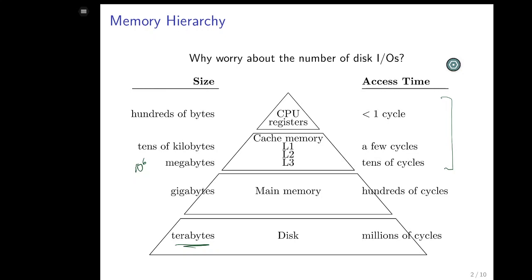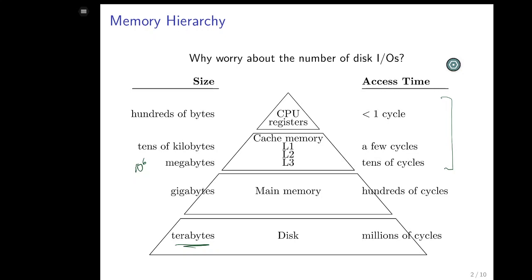Millions of cycles later, there's your data. Oh, great, thanks. Okay, that's the memory hierarchy. So when you look at this memory hierarchy, you think, every disk access costs me so much time. Why should I care about time? Why shouldn't I just care about the number of disk accesses?